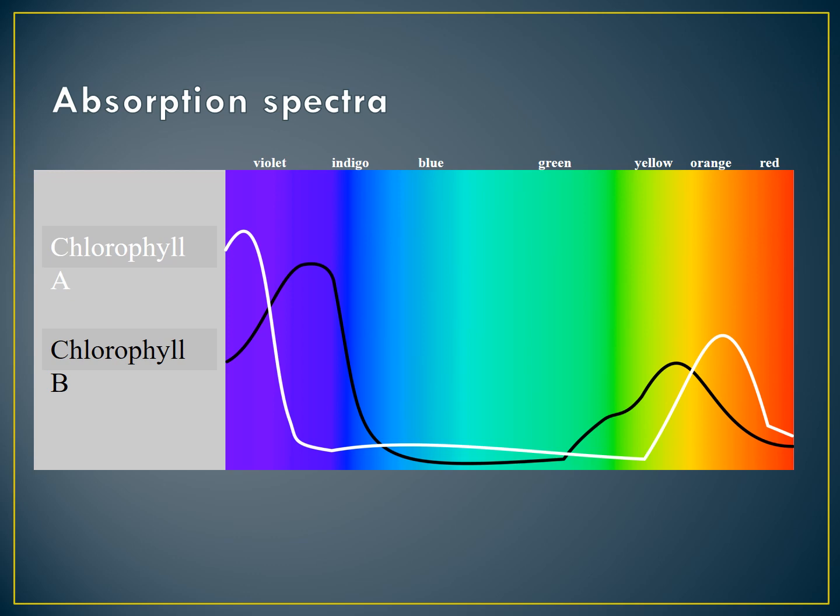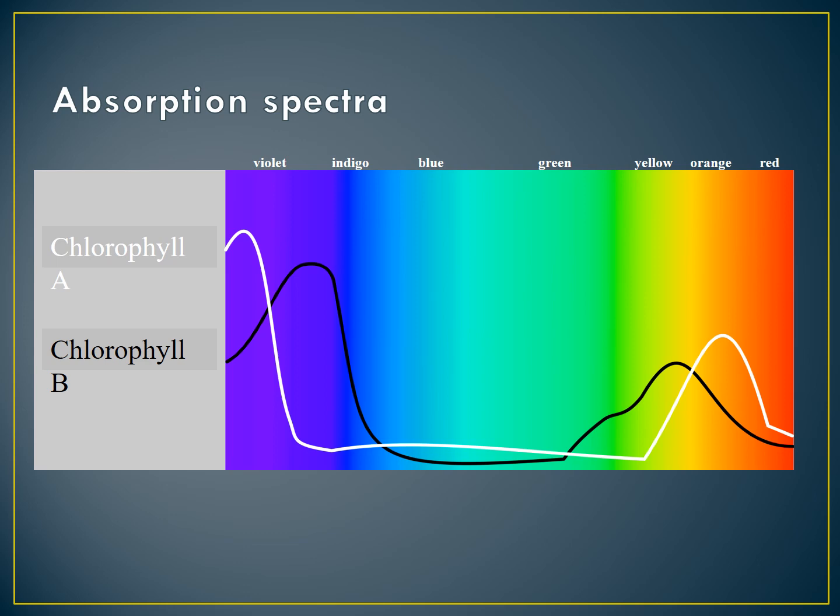You are looking at the absorption spectra for chlorophyll. If you look at the diagram, you can see that where the peaks are, those are the wavelengths of light that chlorophyll A and chlorophyll B are absorbing. So there's a lot of absorption in the blue range of the spectrum.